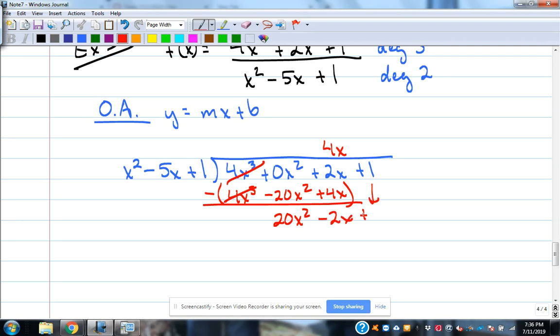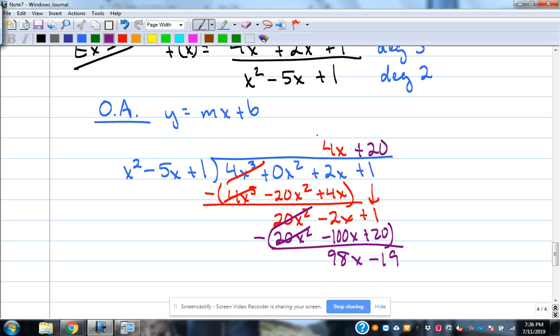We bring down the plus 1. And then we say, okay, what times x squared gets me 20x squared be plus 20. So plus 20 up here. Distribute 20x squared minus 100x plus 20. Subtract that whole thing. Squares go away. And then we have negative 2 plus 100 to be positive 98x minus 19.